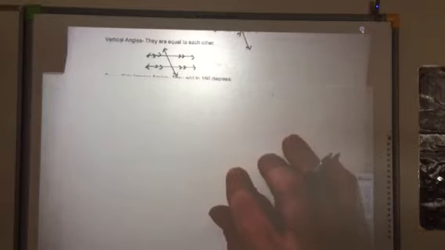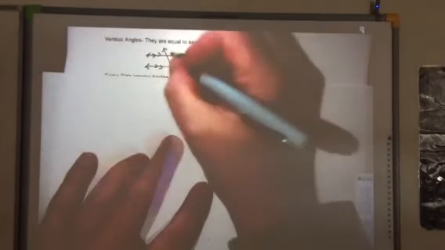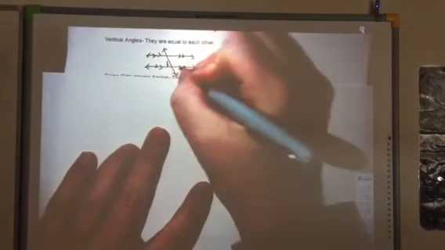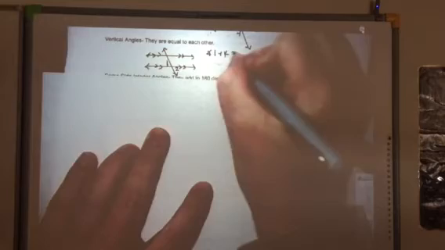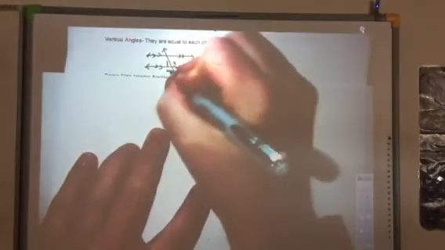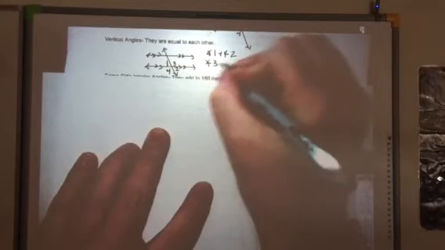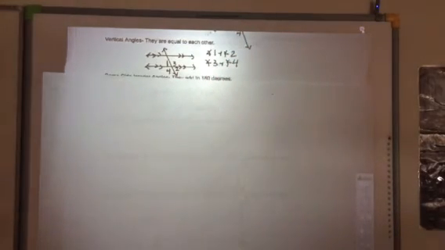Vertical angles means that they are across from each other and they equal each other. So in this case, angles 1 and angle 2 are vertical. Angles 3 and 4 are vertical, so they equal each other.